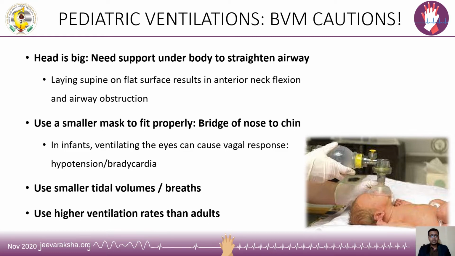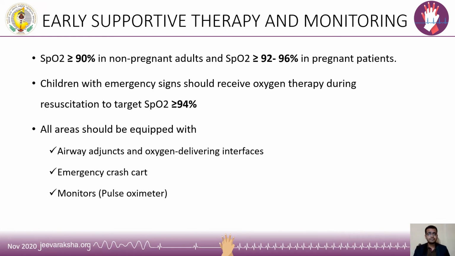An important thing in pediatrics is that if you have an oversized mask, not only can it lead to leakage of the gases, but it can also cause damage to the eye, and some of the air jet can cause vagal responses and cause hypotension and bradycardia. Use small tidal volumes and increase the frequency of breaths. So these are some of the precautions you will have to take with respect to bag mask ventilation in pediatric patients. So what are your targets?